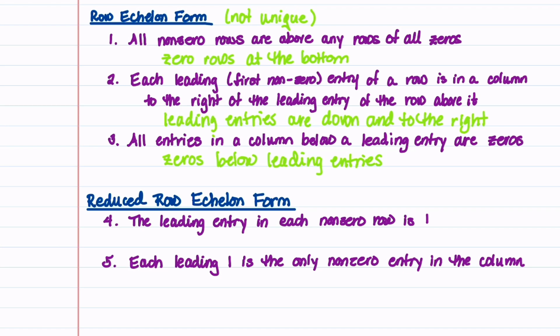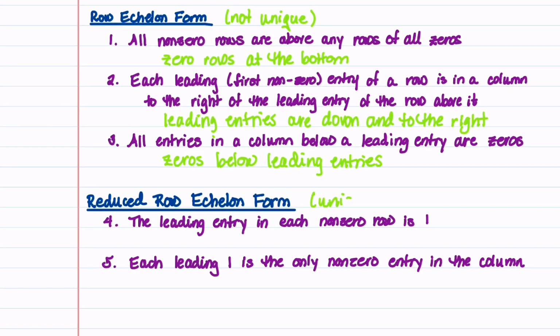Reduced row echelon form, or just reduced echelon form, is unique. So when you row reduce an augmented or coefficient matrix to reduced echelon form, the form that you end up with will be unique. In other words, there's only one form that you can end up with. There are 5 requirements for a matrix to be in reduced echelon form. The first 3 requirements are the ones in echelon form that we've just gone over, and then there's 2 additional ones.